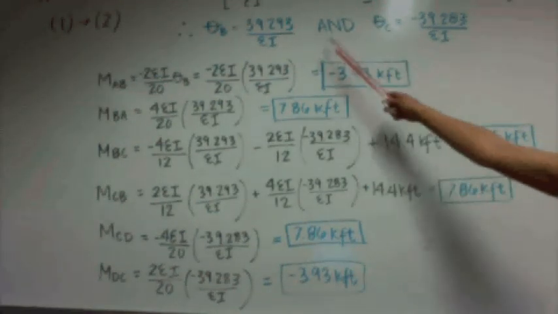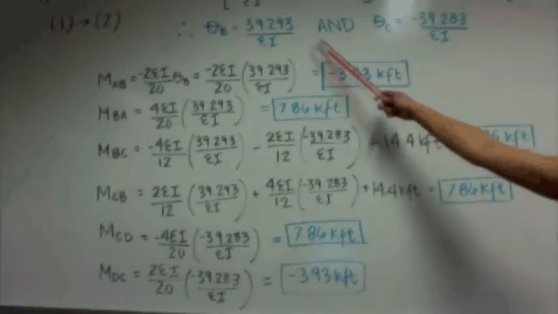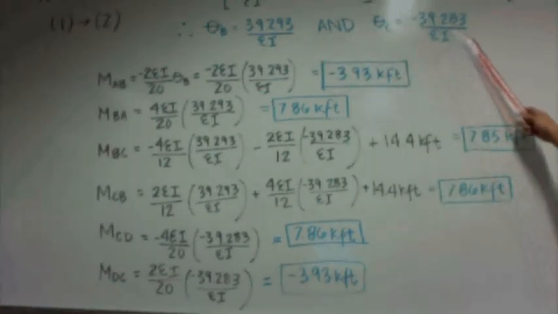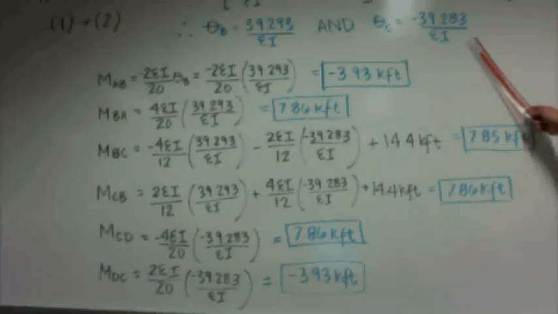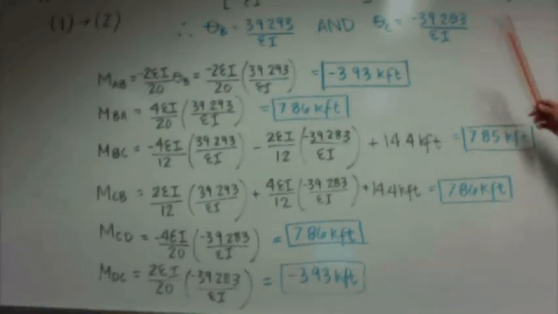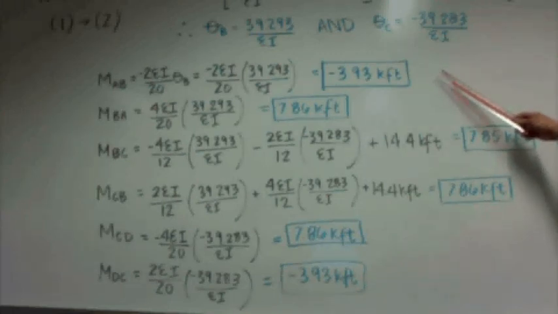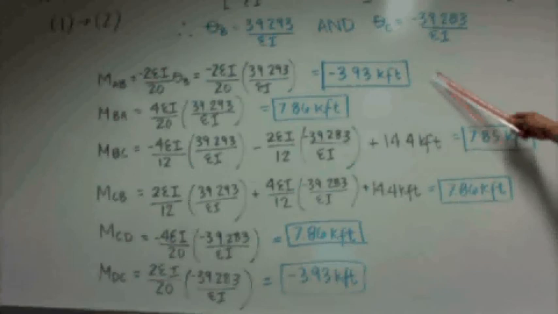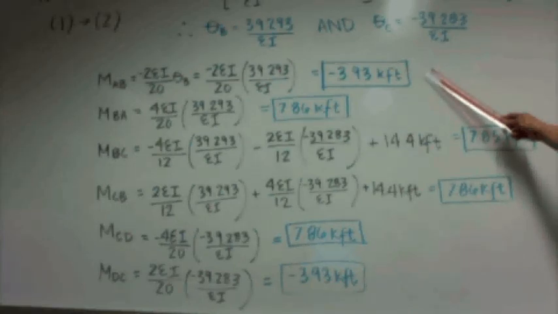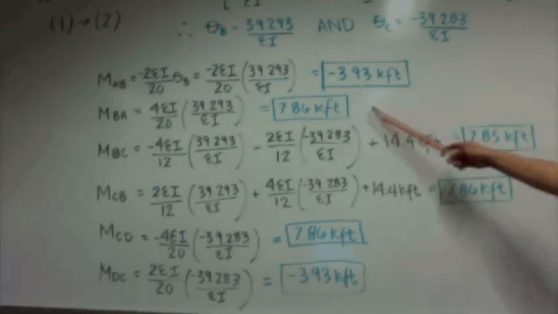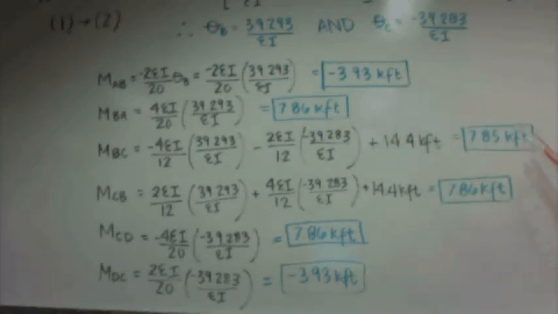Theta B will equal 39.293 over EI, and theta C will be equal to negative 39.283 over EI. Then we take those values of theta B and theta C and plug them into the original moment equations where necessary. We will get MAB equal to negative 3.93 kip-feet. MBA will equal 7.86 kip-feet.